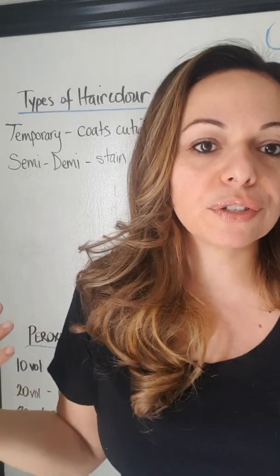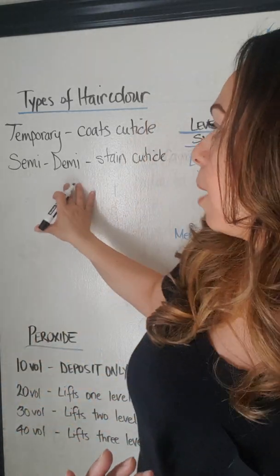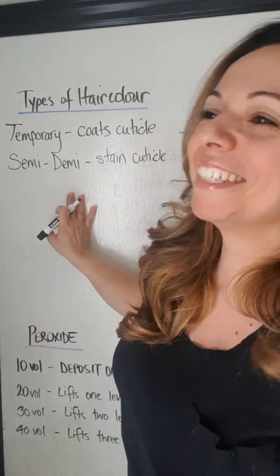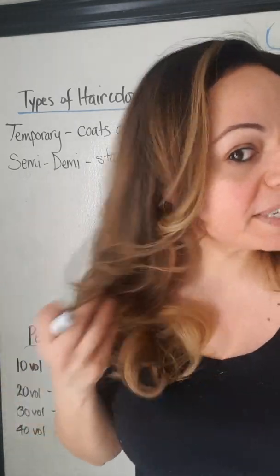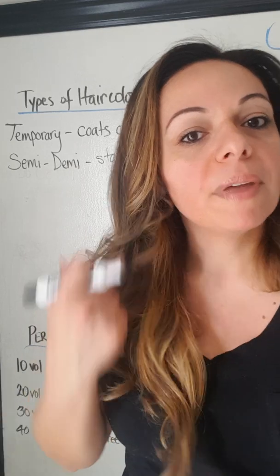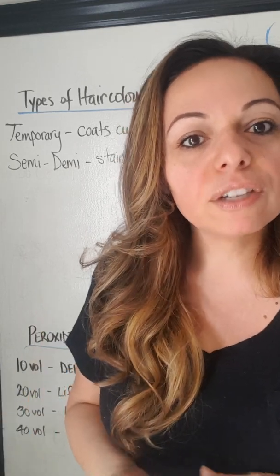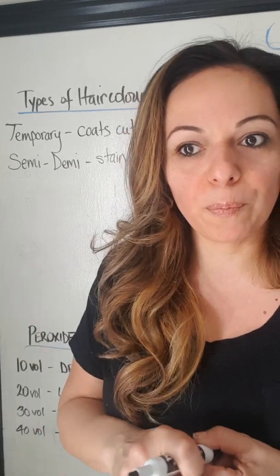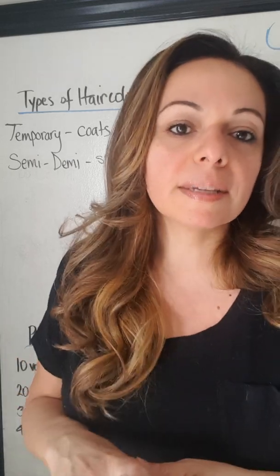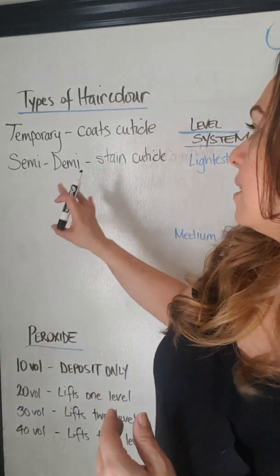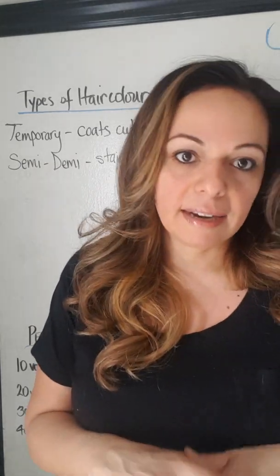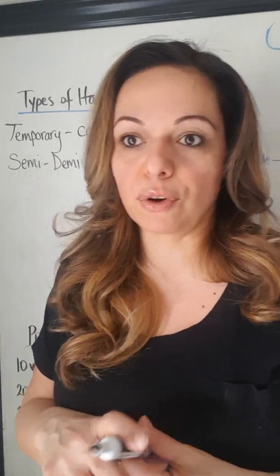Very popular, used most popularly for toners. So it would be something I would put on top of my previously lightened hair to give it a different tone. Okay, so maybe to remove some of the yellow tones, or I could make it warmer. But a semi and demi is a stain and only really just covers the cuticle.